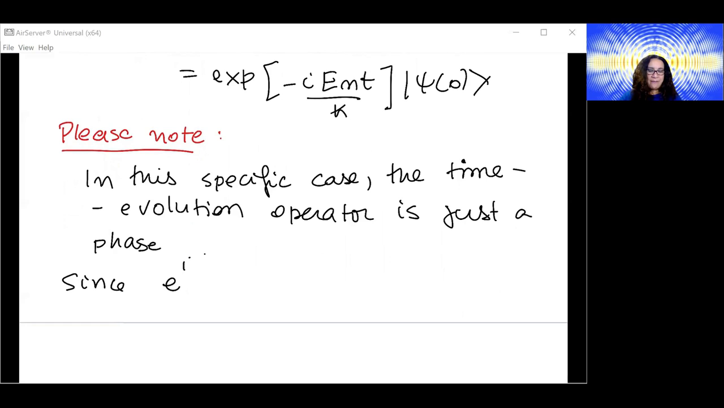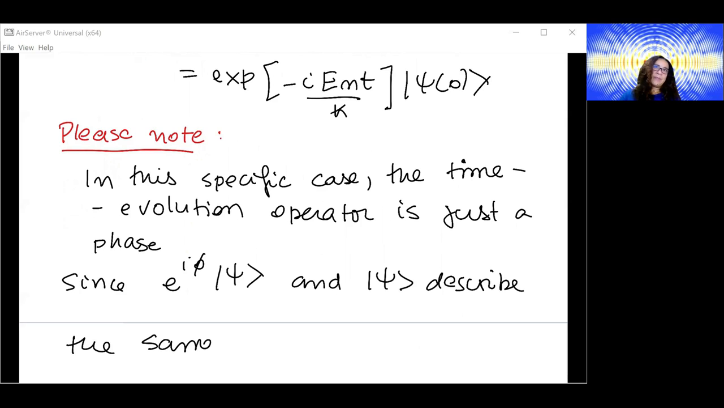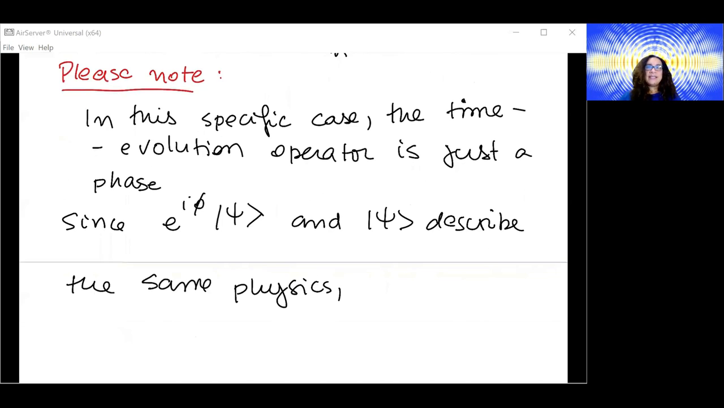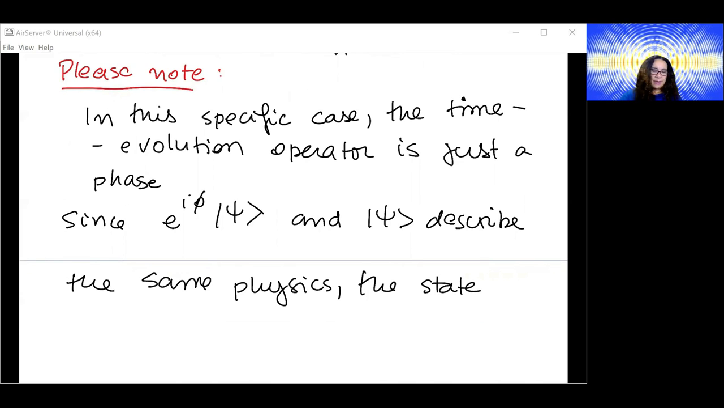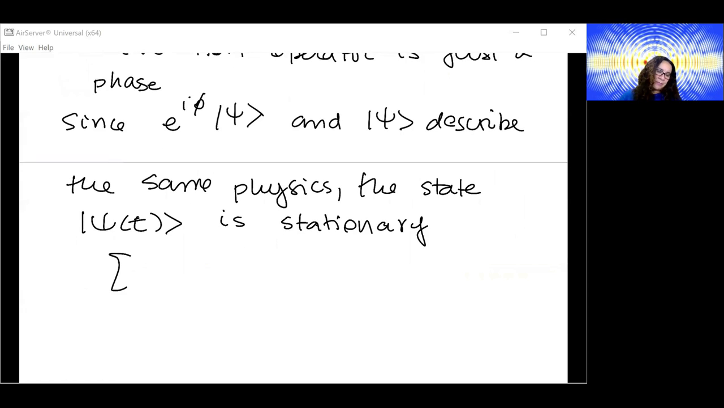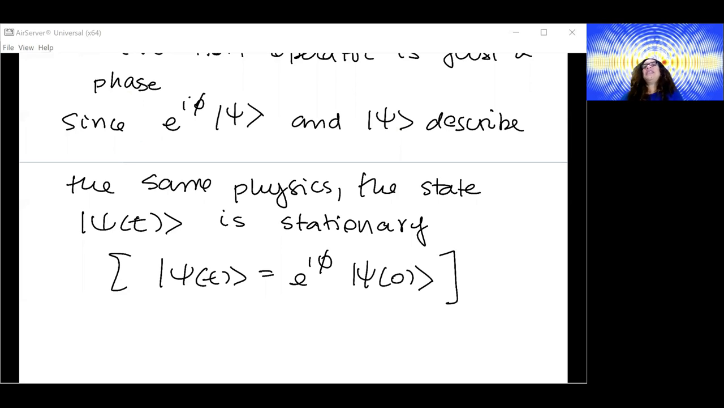If you have, for instance, e^{iφ}ψ, so you have, again, just a phase, and ψ describe the same physics, we can then say that the state ψ(t) is stationary, meaning that ψ(t) is going to be equal, when you calculate whatever, e^{iφ}ψ(0), which is an eigenstate. So whatever you calculate is not going to change.